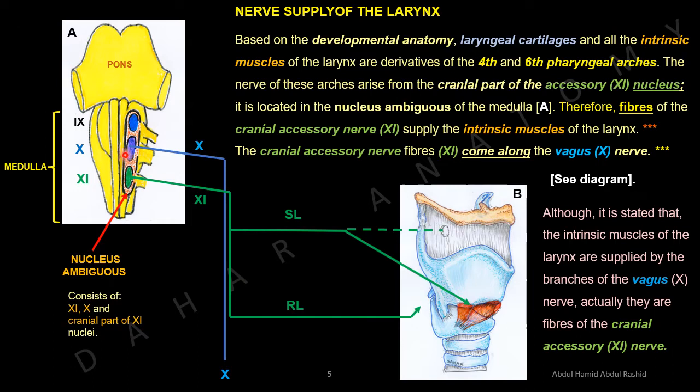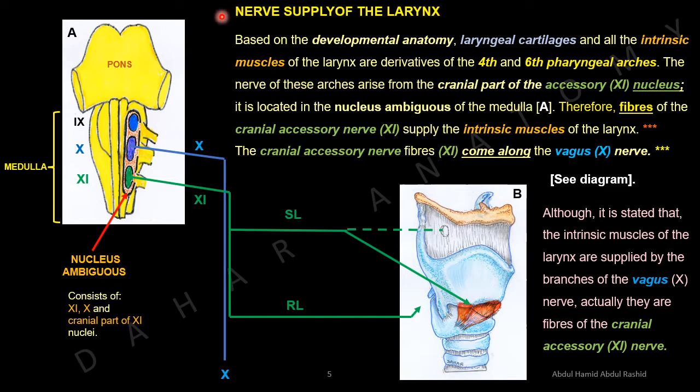If you see the diagram, the vagus nucleus gives vagus nerve fibers, blue color, coming down along the neck. At the same time, the cranial accessory, that is the 11th cranial nerve nucleus, also gives fibers coming down together with the vagus nerve. These cranial accessory nerve fibers give two branches here in the neck, the superior laryngeal and recurrent laryngeal nerve fibers. They are coming from the cranial accessory nucleus, from the nucleus ambiguus.